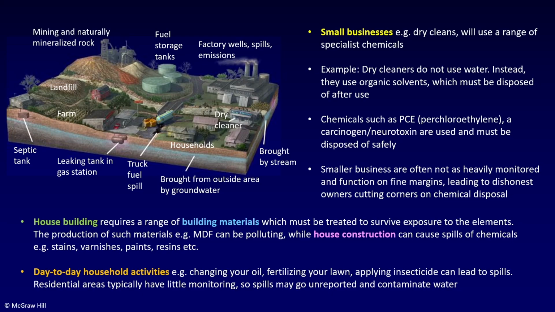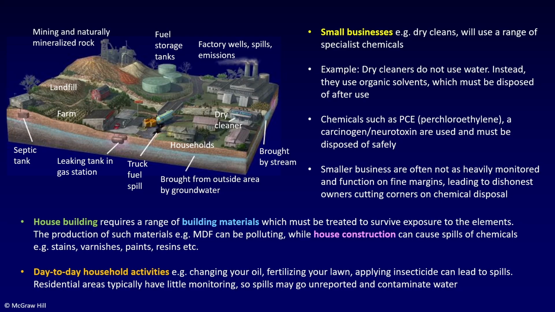So, a good example of the kinds of chemicals that are being used, if we go back to dry cleaning. So, dry cleaners don't use water. Instead, what they're doing is they are treating items of clothing using organic solvents. And obviously, once those organic solvents have been used to clean an item of clothing, they have to be disposed of. And these organic solvents can include chemicals like perchloroethylene, PCEs, and these, for instance, are carcinogenic, so they're cancer causing, and they're also a neurotoxin, and so they must be disposed of safely.